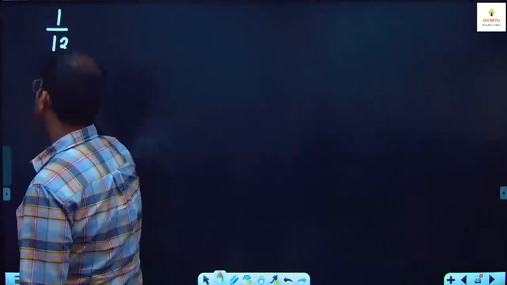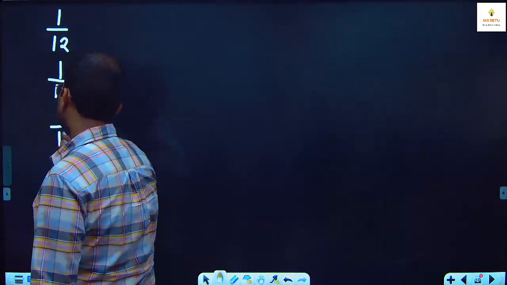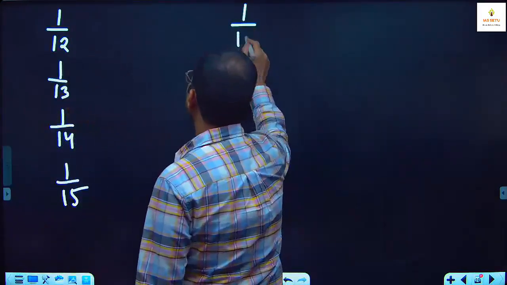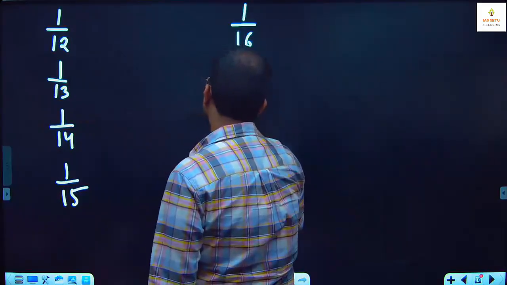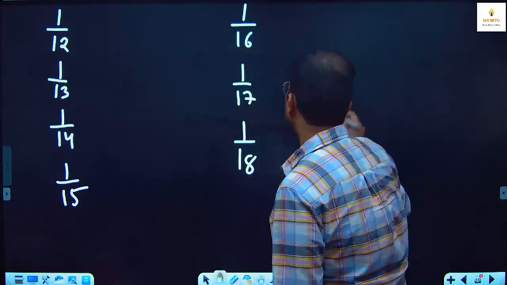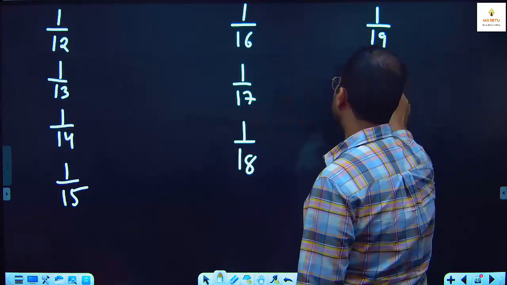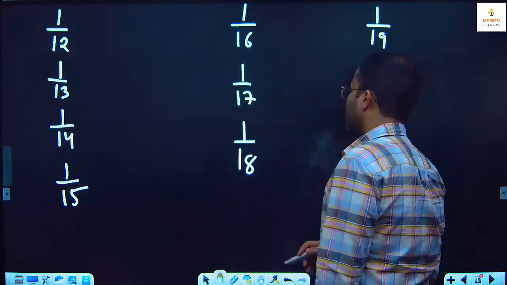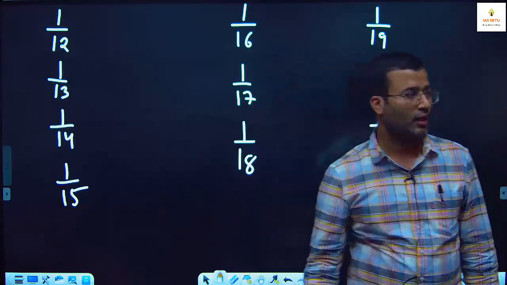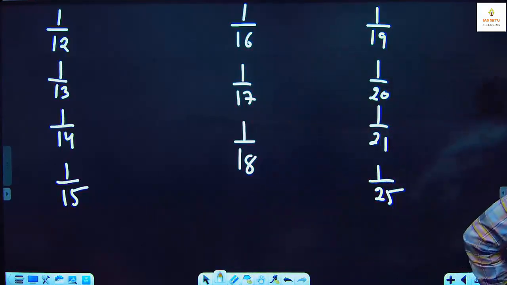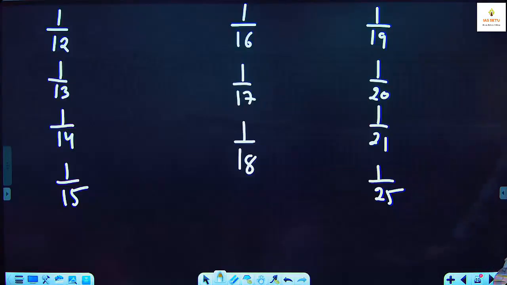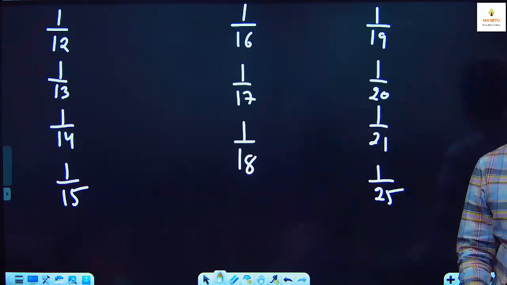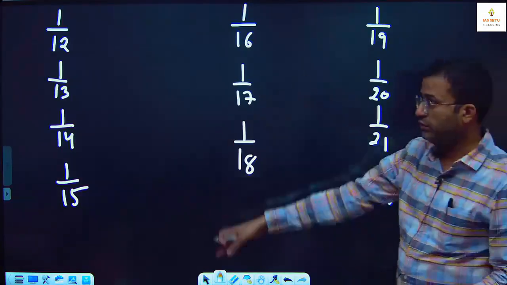1/12, 1/13, 1/14, 1/15, 1/16, 1/17, 1/18, 1/19, 1/20, 1/21, 1/25. In CAT we remember 1/30, 1/35, 1/40. We remember a big table, but in CSAT I think this is more than enough. I give you these values.